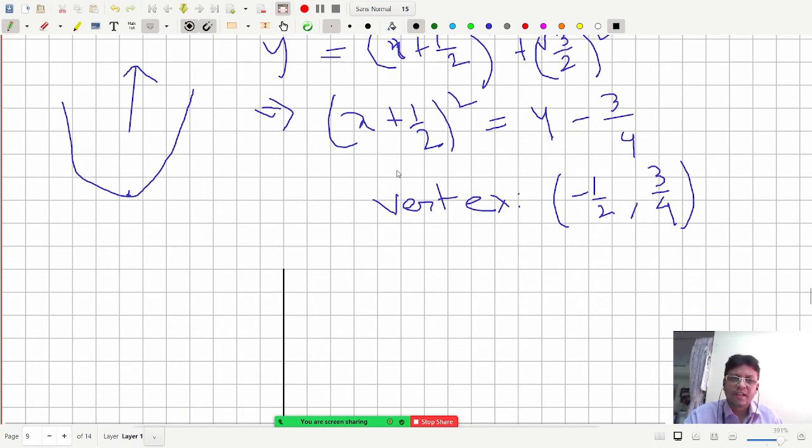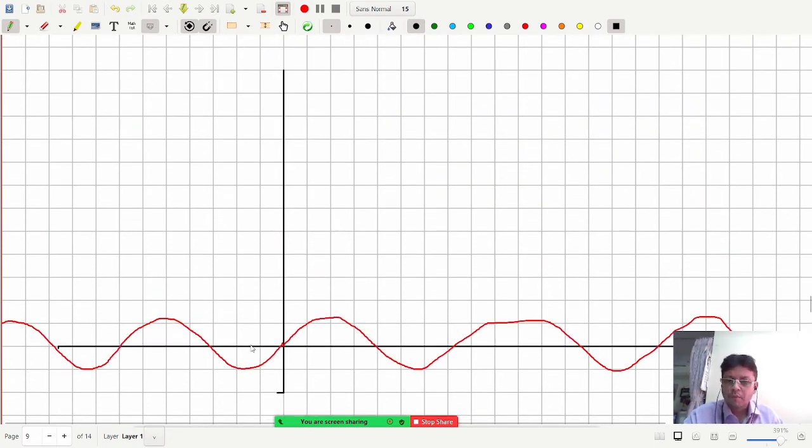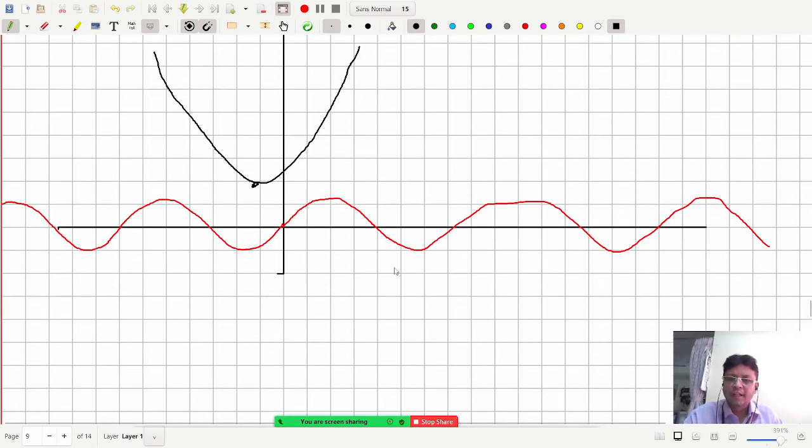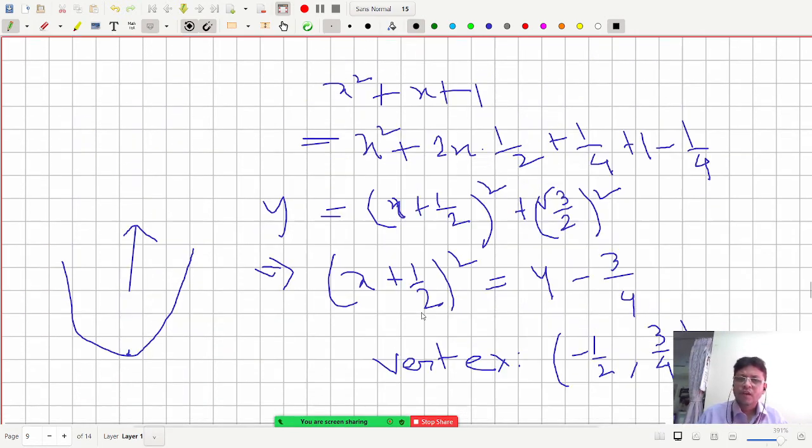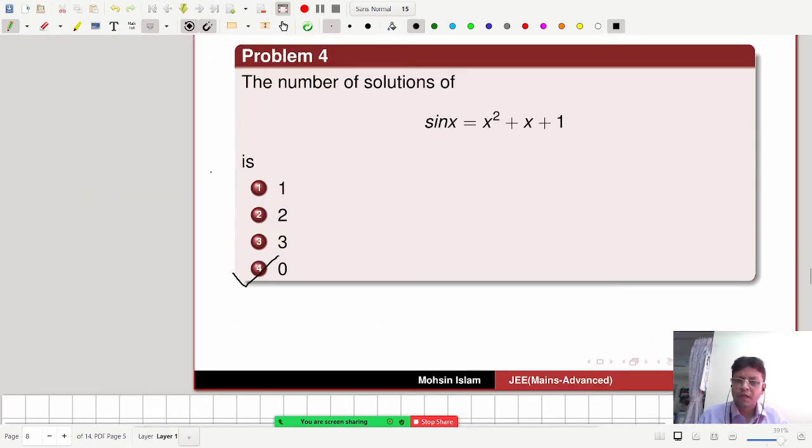Now you have the vertex minus half, 3 by 4. So minus half will be here, and suppose 3 by 4. Okay, this is the point. This is the vertex, and this will be the parabola. If you know the vertex position, and this is concave upward. So look at that. This is your sin x, and this is your parabola, y equal to x squared plus x plus 1. So there is no intersection point. There is no solution. No solutions. So your option will be 4.